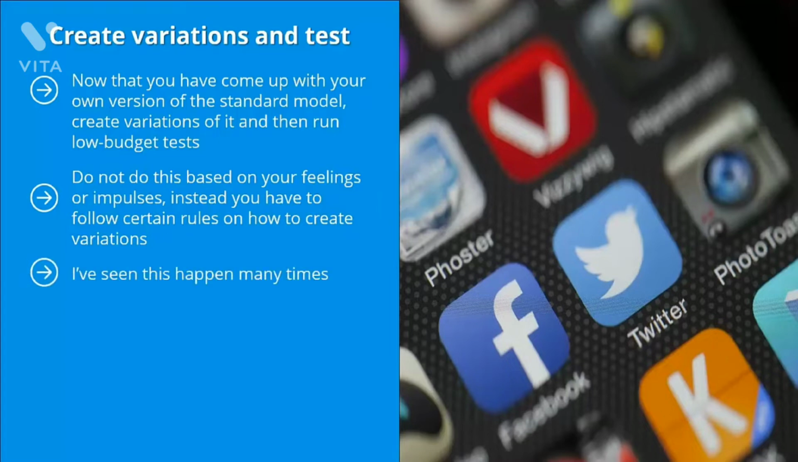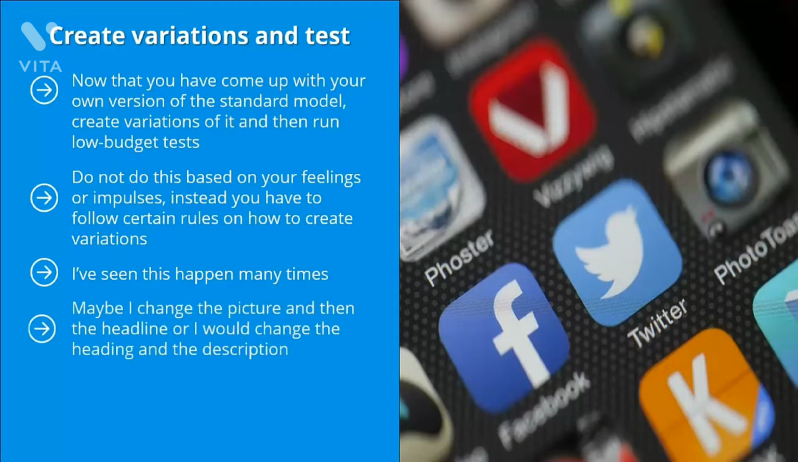I've seen this happen many times. In fact, I've committed this mistake before. I would take an ad and test it. I would notice that it's not getting that many clicks, so I change half of the ad. Maybe I change the picture and then the headline, or I would change the heading and the description. Whatever the case may be, I would change half of the ad, and sure enough, it would improve. But when I try to improve things again by changing the other half of the ad, it falls apart.